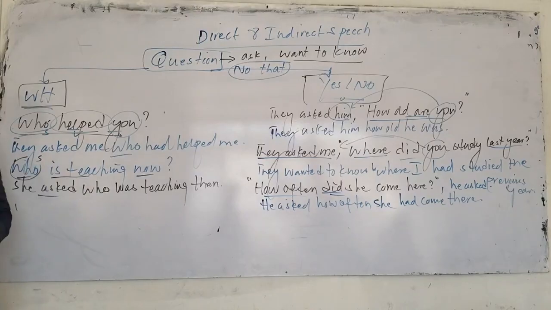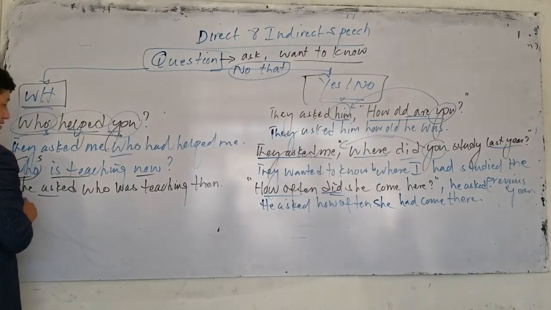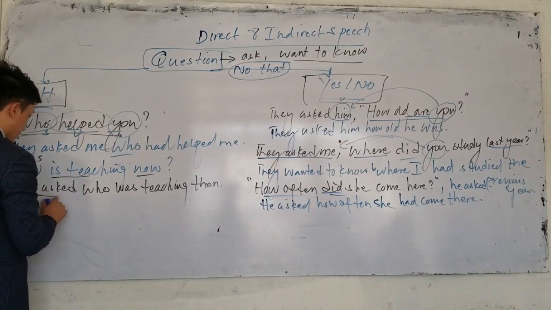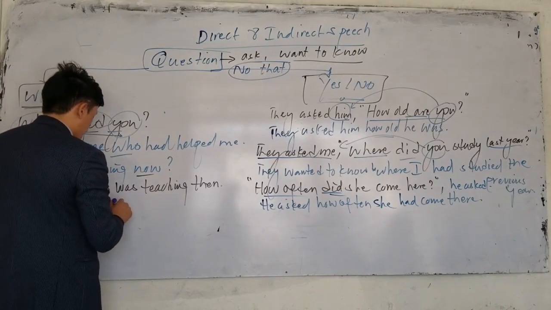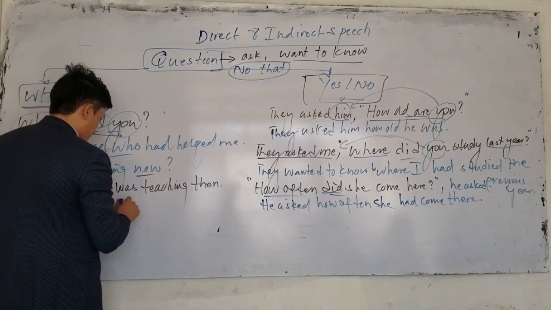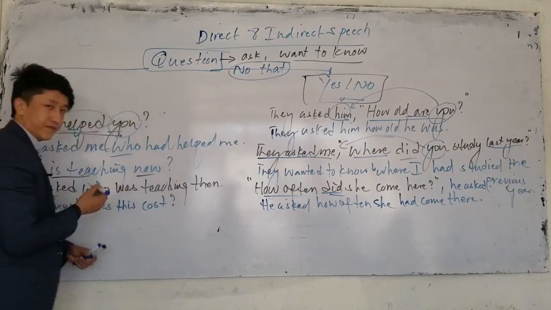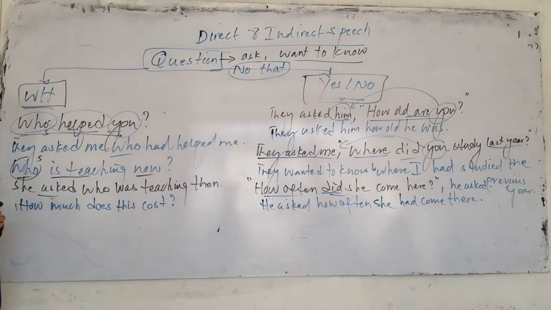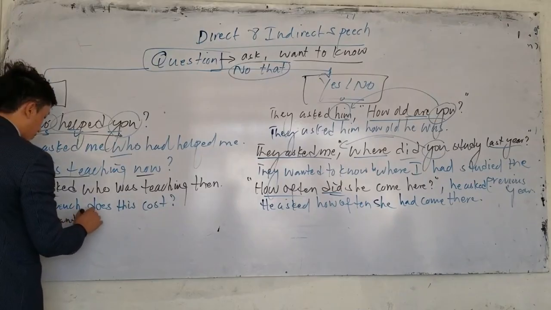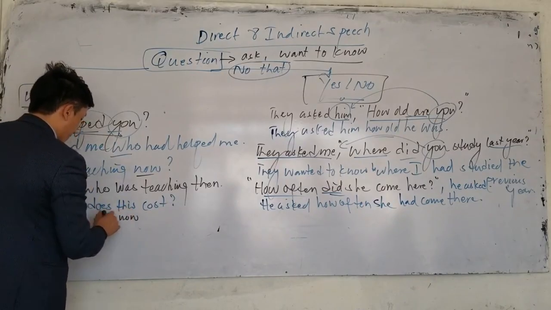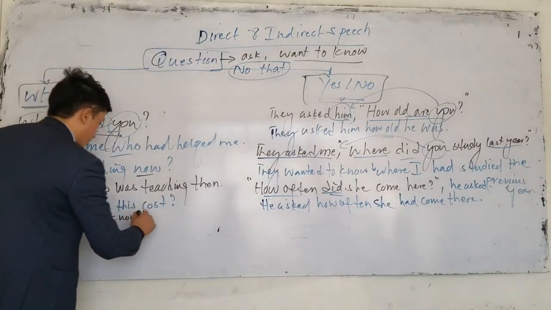Is it difficult? No, of course not difficult. If I say another one, look. If I say, for example, how much, we can say how much does this cost? Change it now. How much does this cost? Change it to, we can say he asked. What do we say? He wanted to know. After that, what do we use? How much. He wanted to know how much.